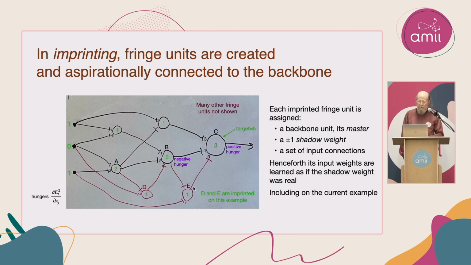So here, unit E, here are the master units. E's master is C, D's master is B. And so you've been assigned a master, and then you're assigned a shadow weight. So here's the shadow weight. This weight, like I said, shadows the real weight. And if you recall, it's written here, the hunger at unit C is positive, so the shadow weight is assigned a +1. And then the hunger is negative at B, and so we get a -1 shadow weight.